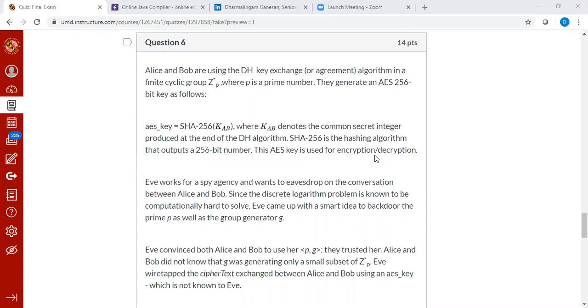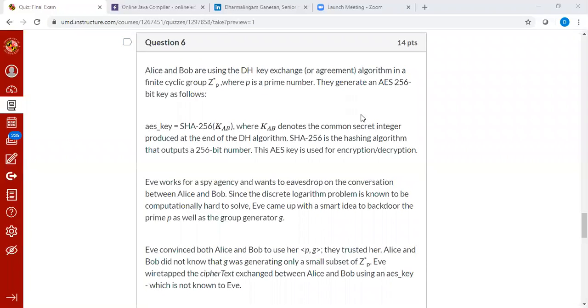In this video, I will explain my solution to this problem, which asks us to break Diffie-Hellman key exchange when the parameters are backdoored. So let's read this problem together. We have two participants, Alice and Bob. They are using the DH key exchange or key agreement algorithm in a finite cyclic group.